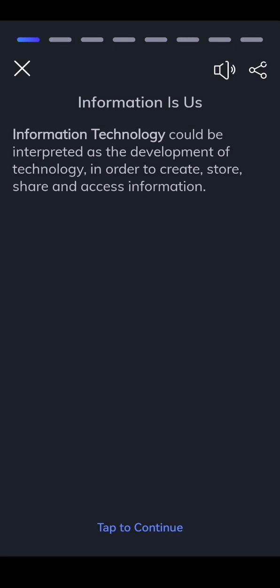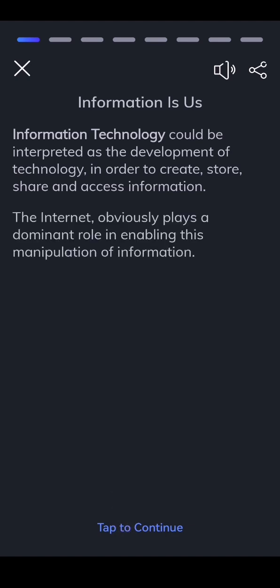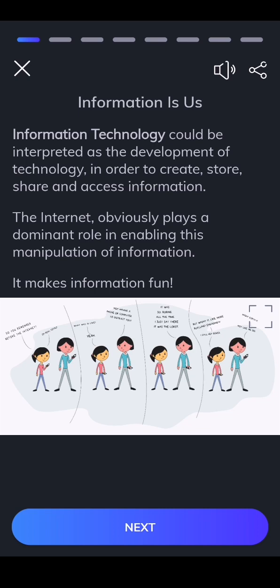Information technology could be interpreted as the development of technology in order to create, store, share, and access information. The Internet obviously plays a dominant role in enabling this manipulation of information. It makes information fun.